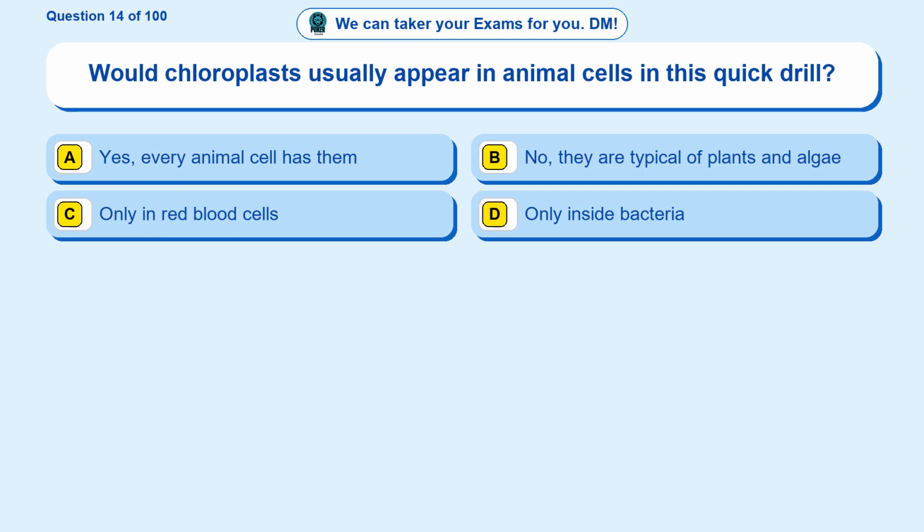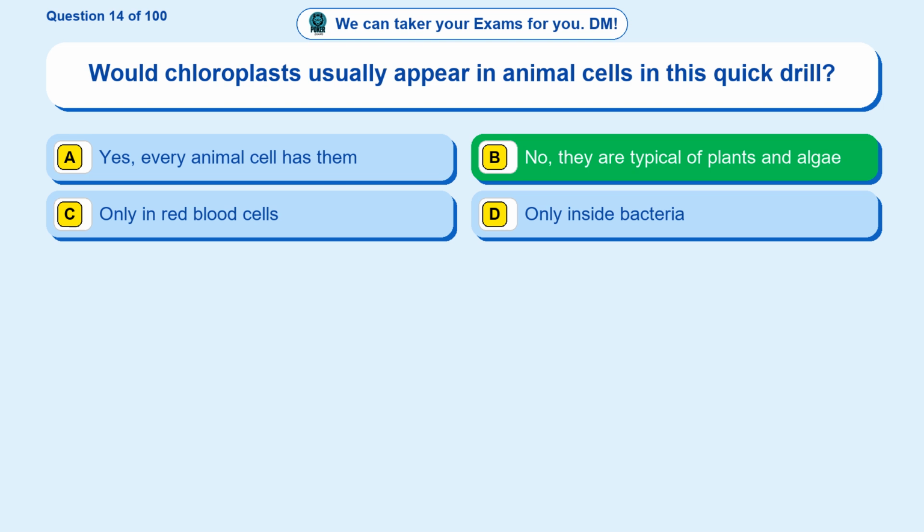Question 14. Would chloroplasts usually appear in animal cells in this quick drill? Option A. Yes, every animal cell has them. Option B. No, they are typical of plants and algae. Option C. Only in red blood cells. Option D. Only inside bacteria.